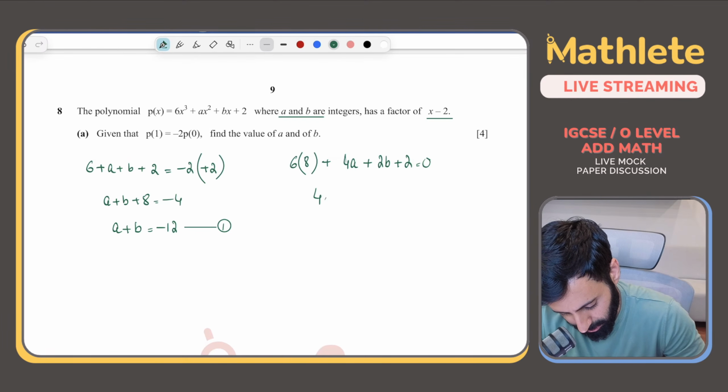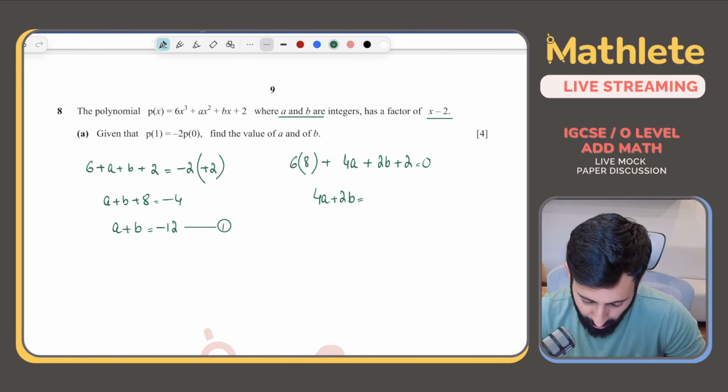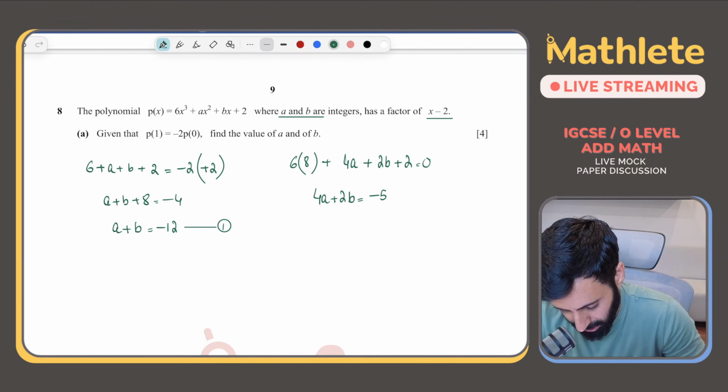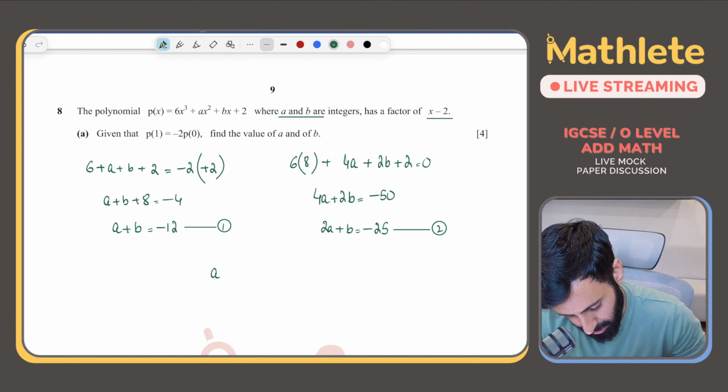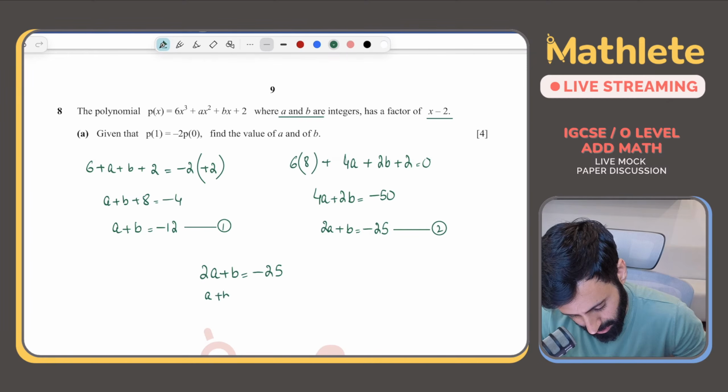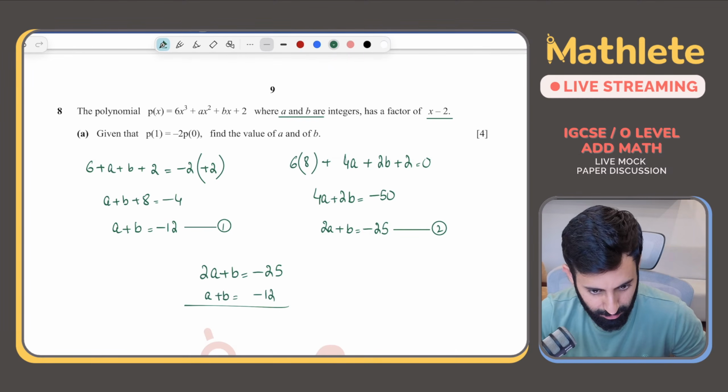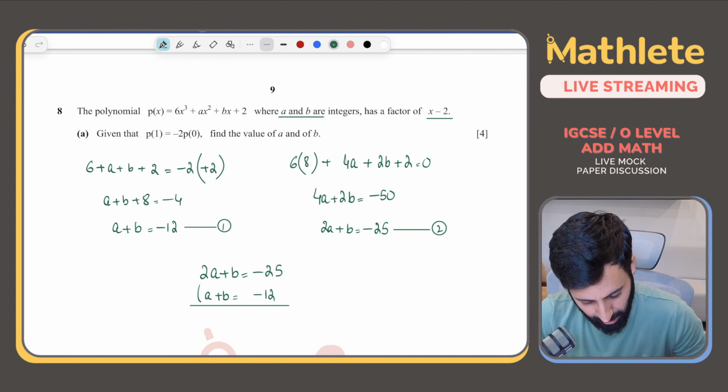So this means 4a plus 2b plus 48 plus 2 equals 0. That's equal to 50. Take 50 across the equals sign, it becomes -50. So you have 2a plus b equal to -25. That's your second equation. Okay. So let's write both the equations under each other and then subtract so that b gets eliminated. a plus b equals -12.